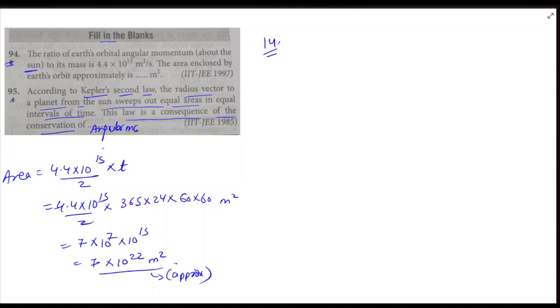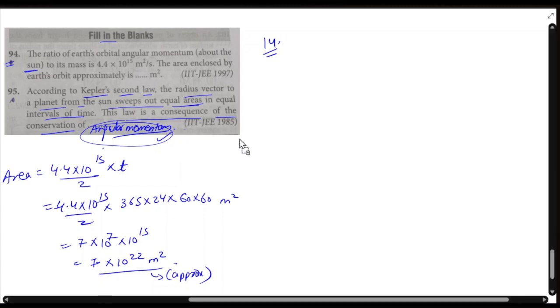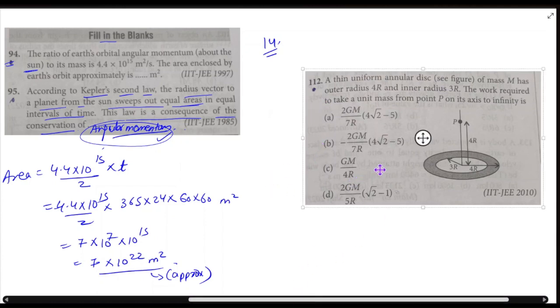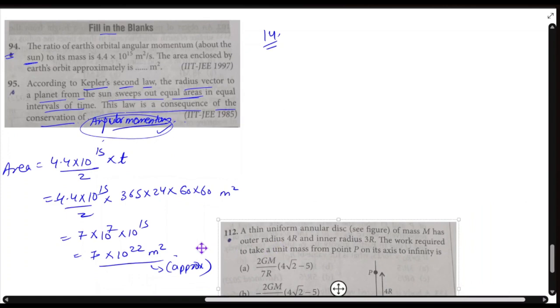Okay, so of course, almost all the questions of gravitation, the concepts we will be using are conservation of energy and conservation of angular momentum. Almost 90% of questions will be solved like this on these two concepts. So sweeping equal area in equal interval of time is based on conservation of angular momentum, and we have just solved the question from that. Let's move on to our next question. So this will be our 15th question, right?